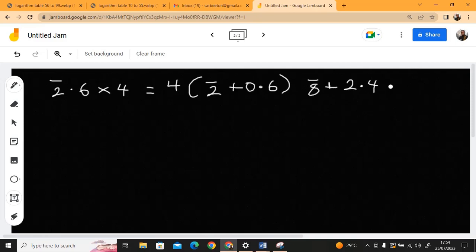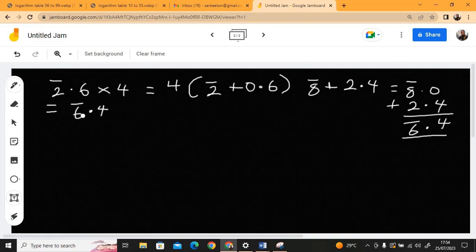Now to add this together, you have bar 8.0 plus 2.4. So you can add them up. 0 plus 4 is 4. So minus 8 plus 2 will give us minus 6 point. So my answer here should give me bar 6.4. So that is it.